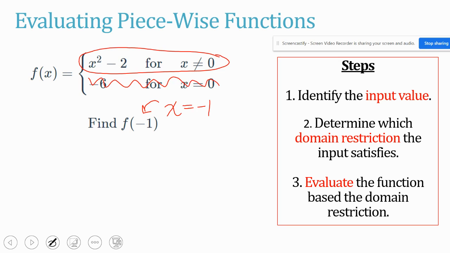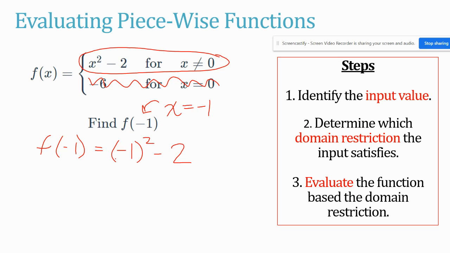So now we're going to evaluate the function based on that domain restriction. So we're going to, as we would any other normal evaluating function question, take our input and substitute it in for x. So here we have f of negative 1 is equal to, instead of writing x squared, we're going to put (negative 1) squared. I'm going to use parentheses there. Make sure you always do that. Minus 2. So we're just taking that negative 1, plugging it in for x.